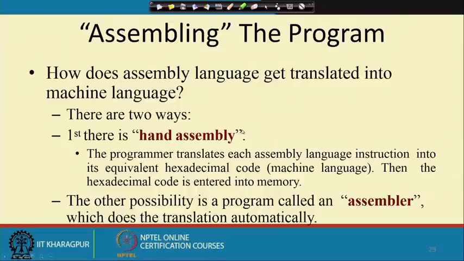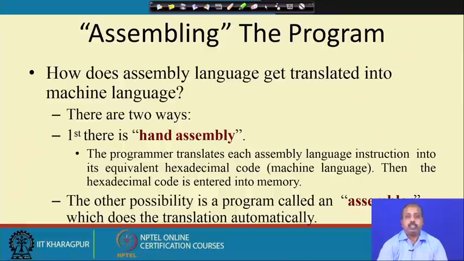Assembly language is also not understandable by the processor. So, an assembly language program needs to be converted into machine language. How do we do this? There can be two different ways by which it can be done.